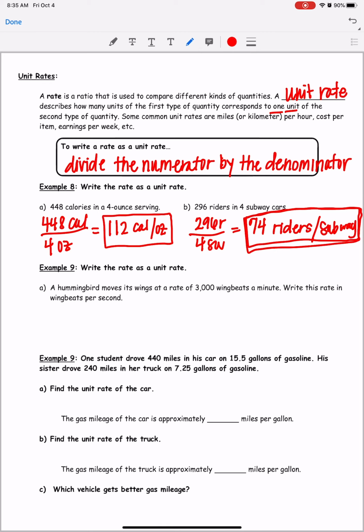Okay. So let's kind of use this as a word problem now. It says a hummingbird moves its wings at a rate of 3,000 beats a minute. Write this rate in wing beats per second. So take our first one here. We have 3,000 wing beats. And it says in a minute, so in a single minute.